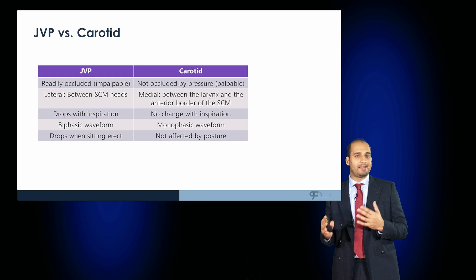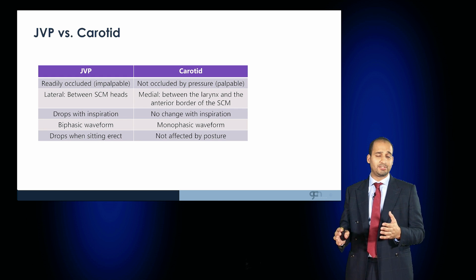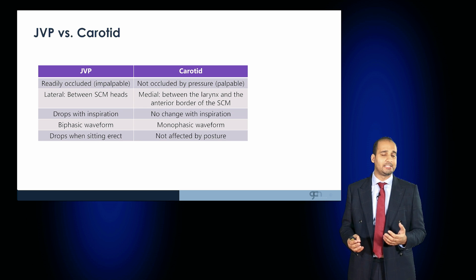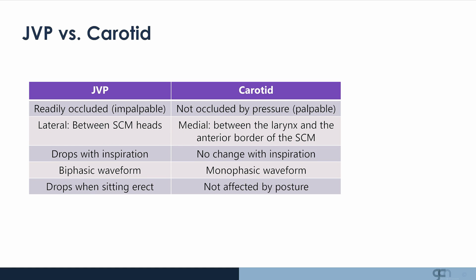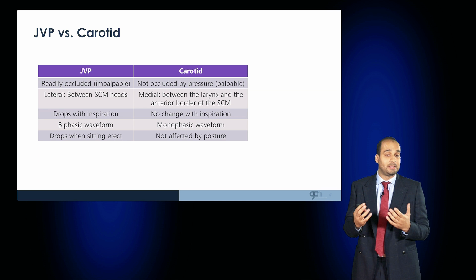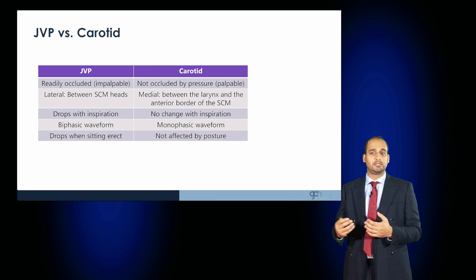Just remember that there are several ways to distinguish a JVP from the carotid. The JVP is readily occluded by digital pressure, whereas the carotid remains palpable. The JVP is lateral, found between the heads of the sternocleidomastoid, whereas the carotid is medial, found between the anterior border of the sternocleidomastoid and the larynx. The JVP is affected by inspiration, it decreases, whereas the carotid is not. The JVP has classically a biphasic waveform and the carotid has a monophasic waveform. The JVP is affected by posture, it drops when the patient is sitting upright and erect, whereas the carotid is not affected by posture.